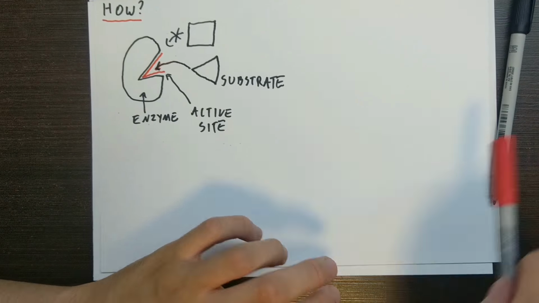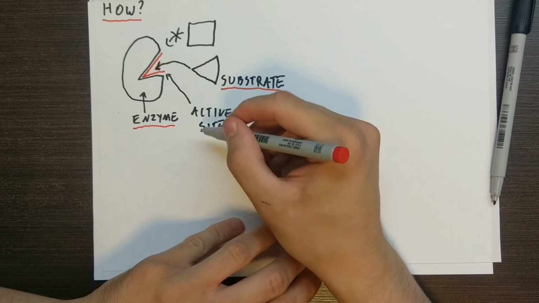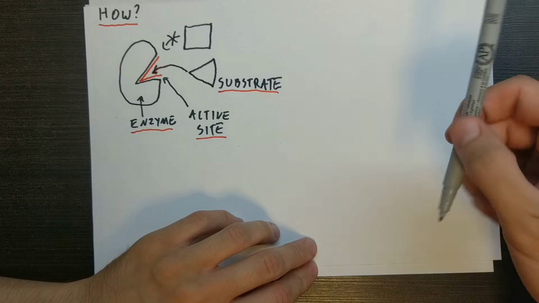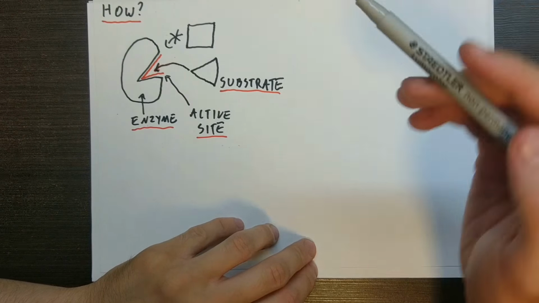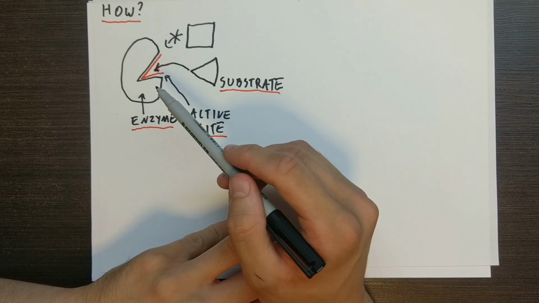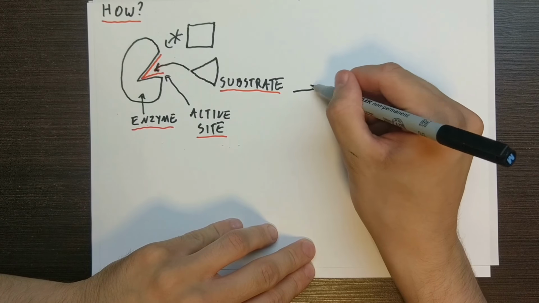These are very, very important names: substrate, enzyme, and active site. Those are all very important words when it comes to exams. Okay, so now we know that a substrate enters the active site of the enzyme, where it is getting reacted. So this happens.